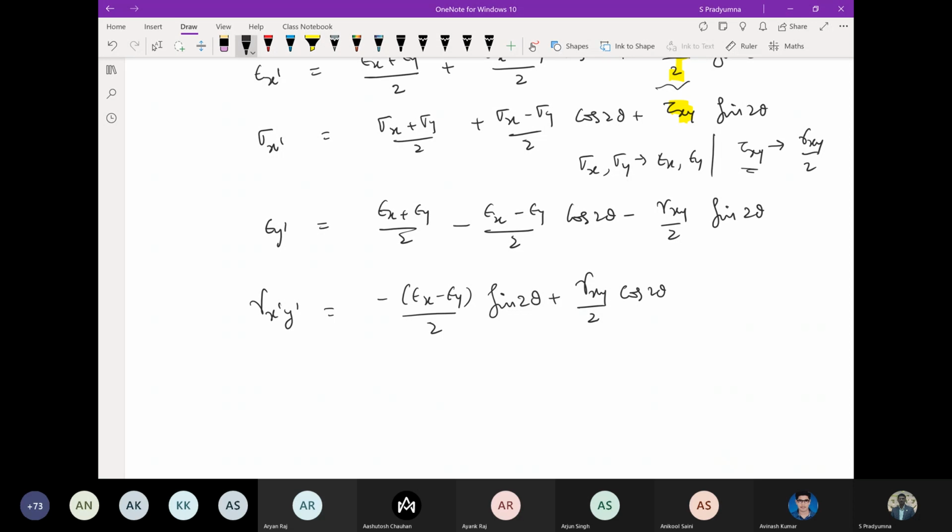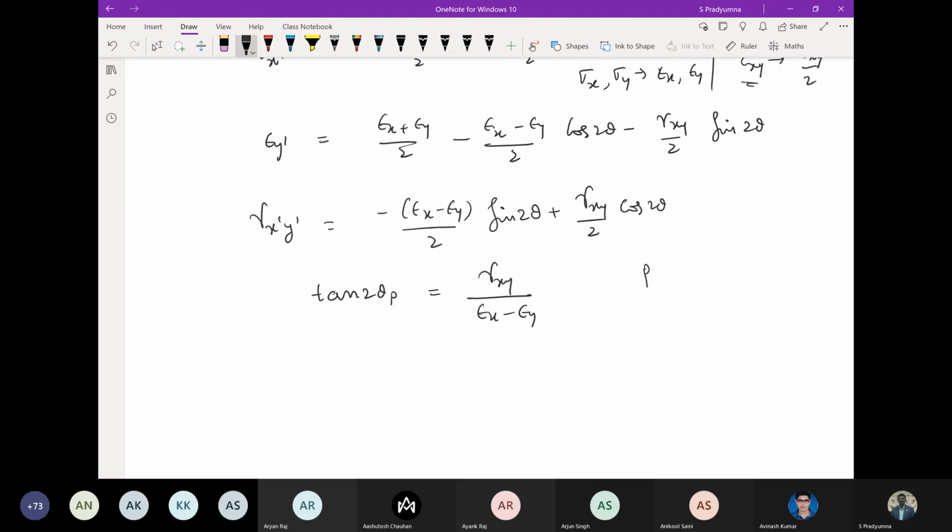And now the equation for the principal direction, tan 2 theta p, is, sorry, there is no minus here. It is gamma xy divided by epsilon x minus epsilon y, instead of 2 tau xy by sigma x minus sigma y. So here also we say that this is the principal direction. What is the definition of principal direction with respect to the strains? There is no shear strain on the principal plane. The principal plane doesn't have any shear strain.